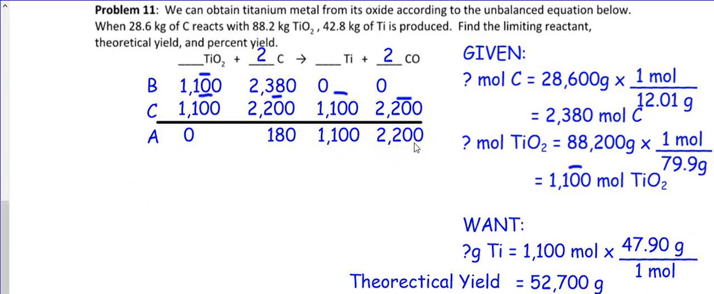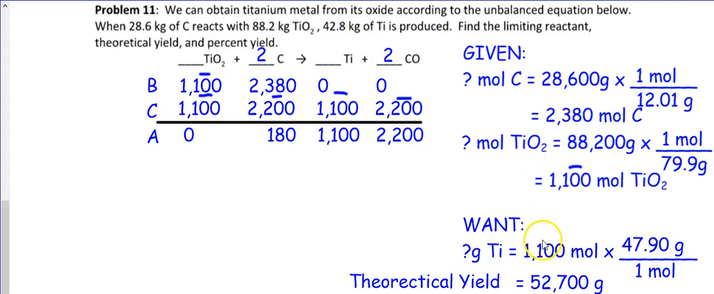So now what? Find the limiting reactant. I did that. It's titanium 4 oxide. My theoretical yield, well, I think I want it in grams, right, of titanium. Why titanium? Why not carbon monoxide? Because they tell me this right here. Because you have 42.8 kilograms of titanium is produced. So I want to figure out how much should I make.